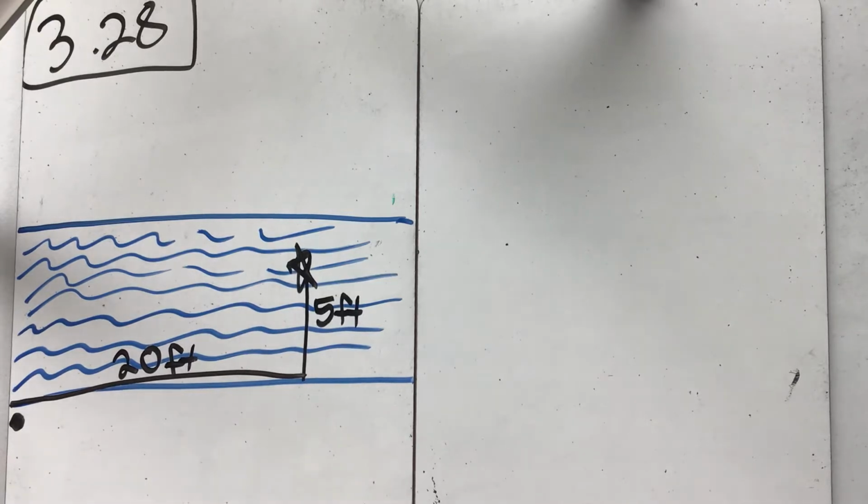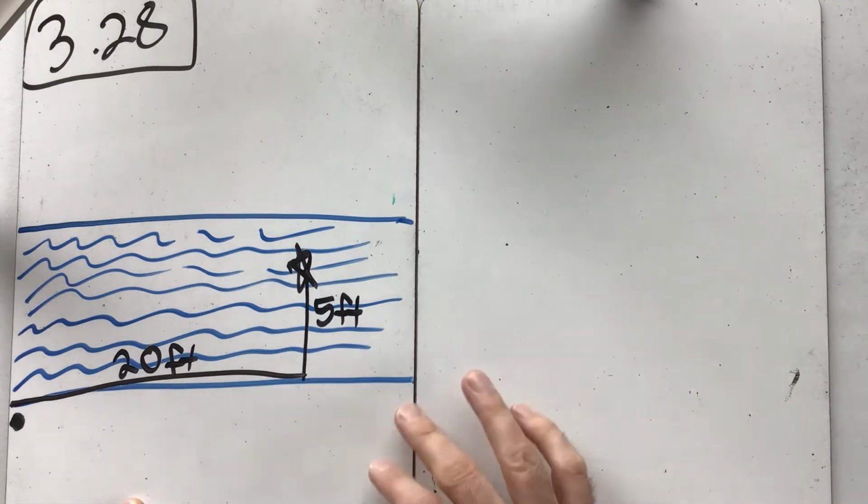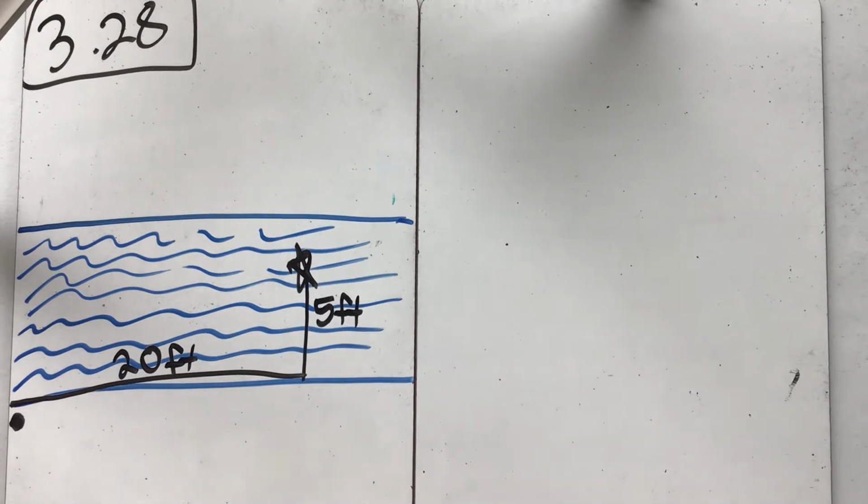3.28 is a serious problem, but it illustrates a lot of things we do. And please stick with me. I know this one's going to feel really complicated, but stick with me because I think it's fun and it's worth doing together.